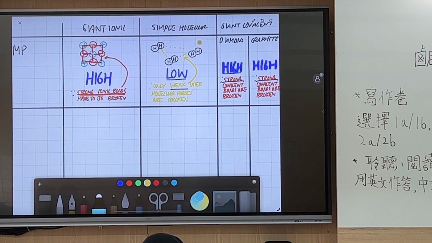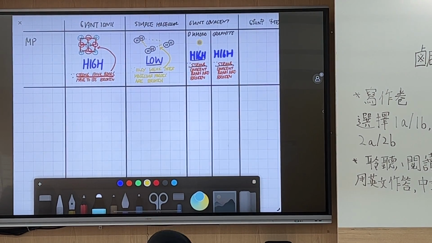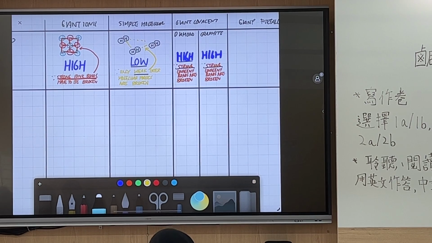For diamond and graphite, there's too little space to write in here, so we will draw it on a separate page. We will look at giant metallic last. Let's not worry about that column for now.